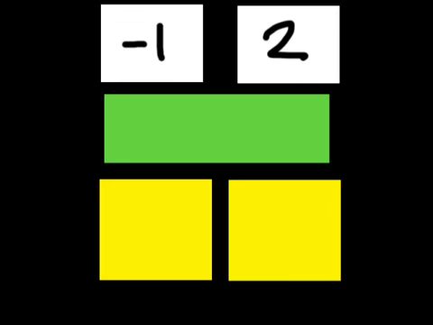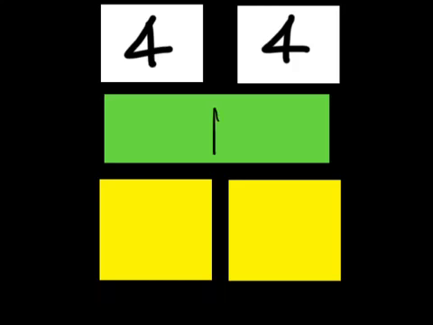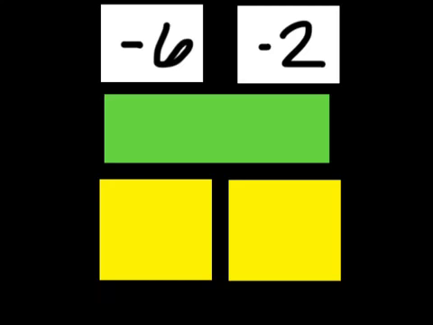What's the lowest number that 1 and 2 will go into? 2. What do I multiply -1 by? -2. And what about 2? 4 and 4. What's the lowest number they both go into? 4. 4 will not go into 2 evenly. What do I multiply 4 by? 1. They both are multiplied by 1. Lowest number 6 and 2 will go into? 6. What do I multiply -6 by?